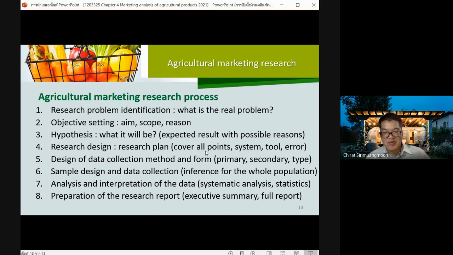And finally, you need to prepare the research report, both the executive summary that you submit to the CEO, or the full report, which includes the objective, the problem, the hypothesis, the result, and discussion. The full report, normally you send to your managers. But the executive summary is sometimes just the brief concept, brief findings, and you just send it to the CEO, like that one.